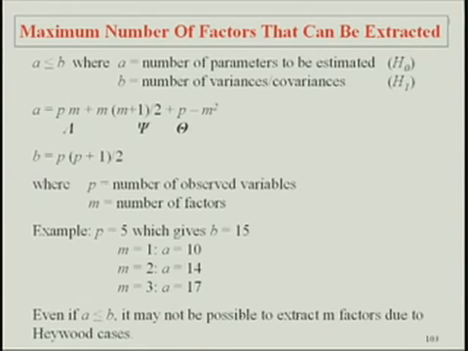The bottom line being, if you only have 5 variables, you have B, number of variances and covariances, 15, you will only be able to extract 1 and 2 factor solutions, not 3.